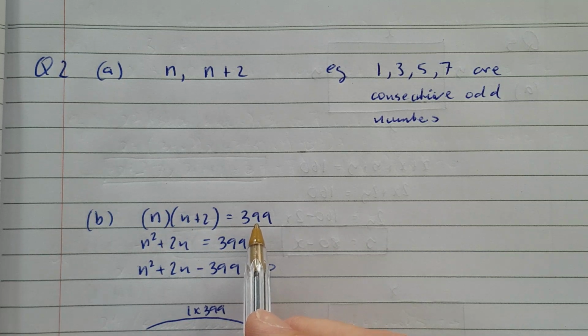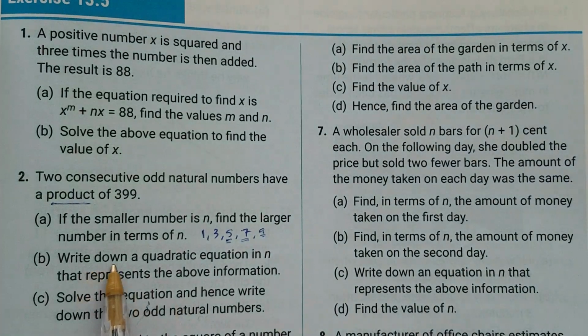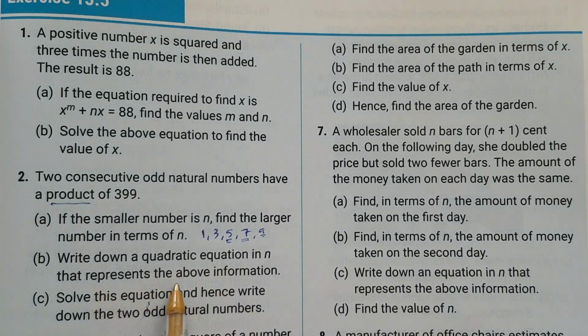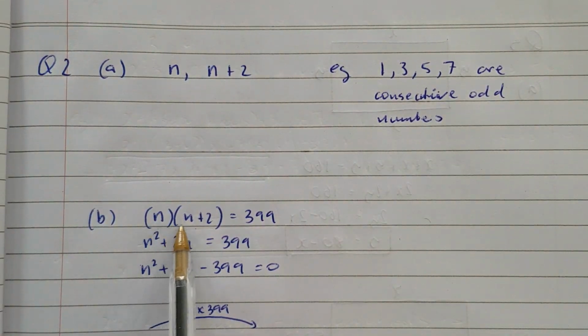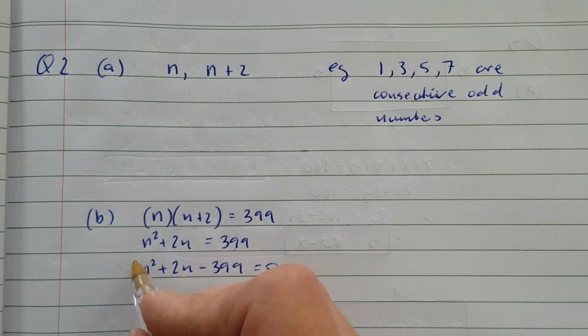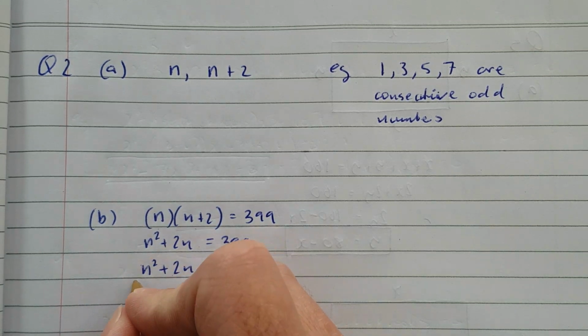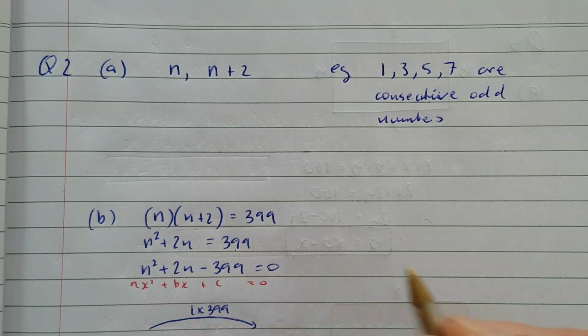Okay. And the question says, and I'll go back there. The question says, write down a quadratic equation in n that represents the above information. Okay. So my quadratic equation, multiply out the brackets and I end up with n squared plus 2n equals 399. So the only problem here is that it's not equal to 0. So I'll bring the 399 across, it becomes minus 399, equals 0. Now, this is in the correct form. It's in the form ax squared plus bx plus c is equal to 0. So hopefully I'll be able to factorize it.